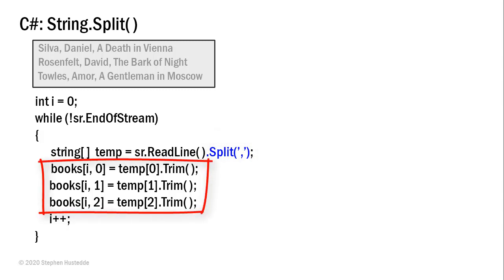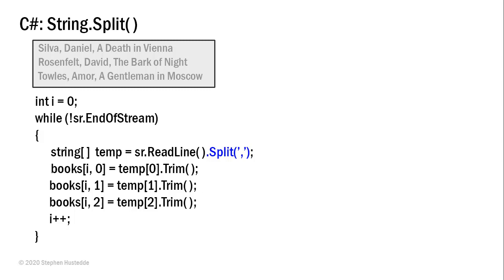Then I can simply take those values and convert those into the different elements of my books array, using I as my row counter, and then 0 would be the last name, 1 would be the first name, and 2 would be the book. And again, I'm going to trim those in case there's any spaces between the comma and the next entity of that line. And then I'm going to increment I each time for that loop. And so that will populate my books array with the data, and books is a 2-dimensional array. It'll populate that with the data from the text file.